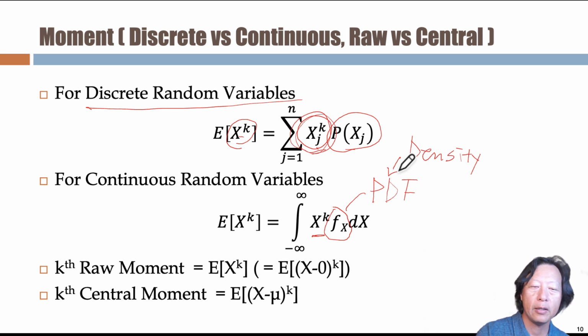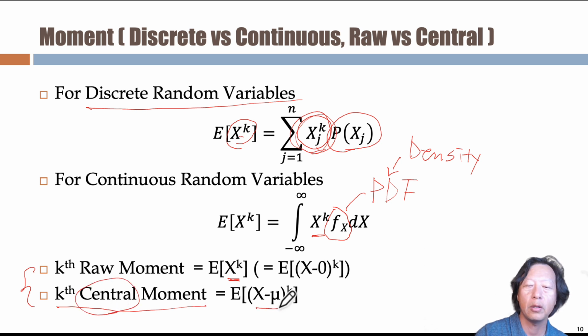As I explained in the last slide, the raw moment is just x to the power k, and for the central moment, instead of x, we use x minus mu.